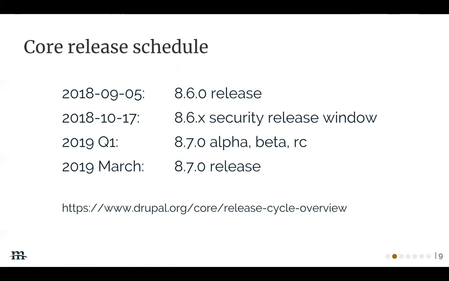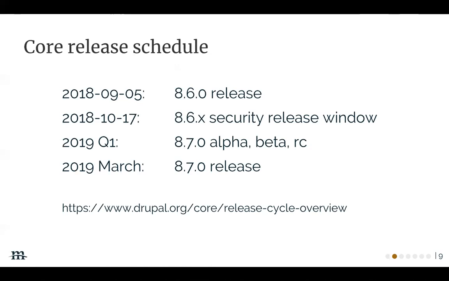The general idea then is in mid-October, there would be the first security release window for the 8.6 branch. And then from that point forward until 8.7 comes out, security releases will be for 8.6.